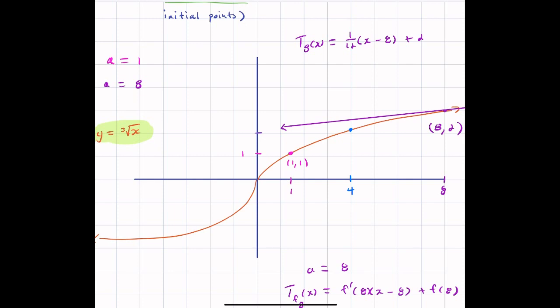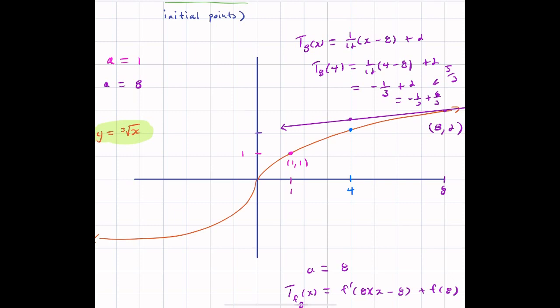So I get an approximation, which is going to be T sub 8 of 4, which is 1 over 12 times 4 minus 8 plus 2. 4 minus 8 is, of course, negative 4 over 12, becomes negative 1 over 3, because it's negative 4 over 4 times 3, the 4's cancel. We get negative 1 over 3 plus 2, which is negative 1 over 3 plus 6 over 3. So this is going to be 5 over 3 is the approximation that we get from this, right?